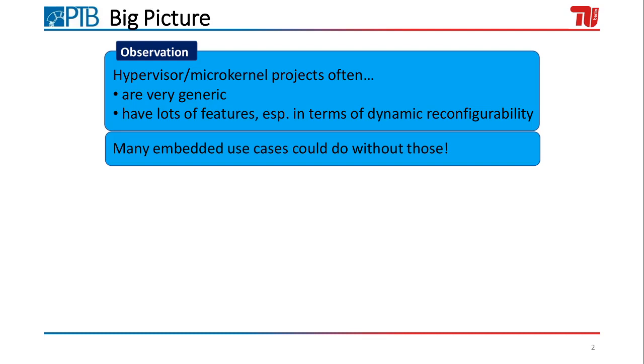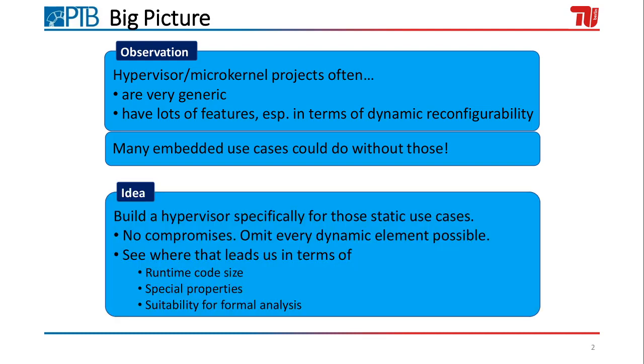The idea for this paper is our observation that usually hypervisors and microkernels are built in a very generic way to support lots of use cases, and for that they allow lots of dynamic features at runtime, right? Create new VMs or tasks, reconfigure the memory, assign new IRQ lines, and so on and so on. But our observation is that many embedded use cases actually don't need those, right? So the idea is we build a hypervisor specifically for those static use cases. And we make no compromises on that, so we remove every dynamic element we can find. And we see where we end up.